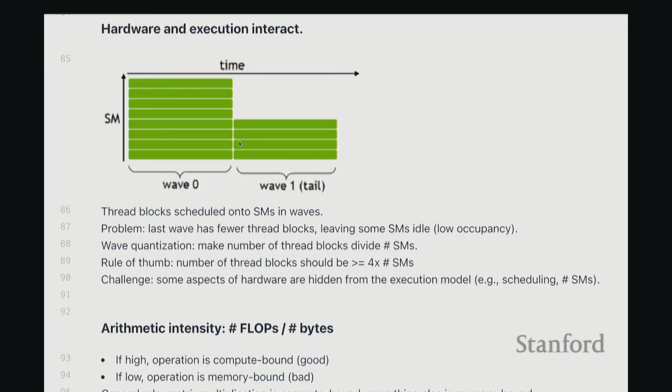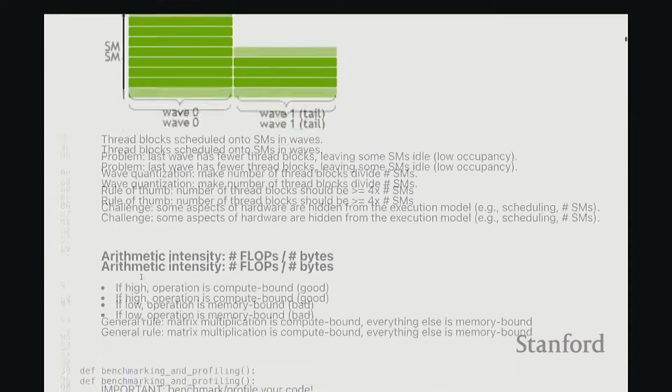So we want to make the number of thread blocks ideally divide the number of SMs, and to make sure that each wave has an equal amount of work. So we're going to ideally have a lot more thread blocks than SMs. And we're going to try to make that happen as we write high performance code.